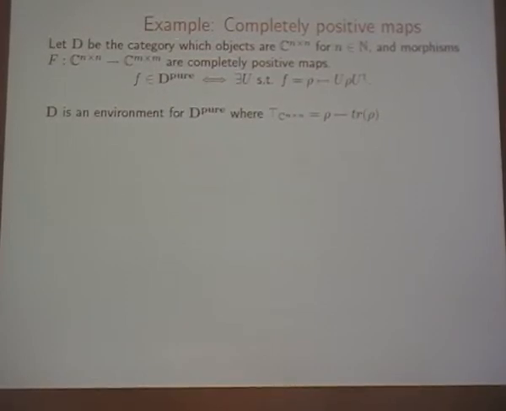So this is the environment category, and the subcategory here, the pure part, is composed of the morphisms which are such that the Kraus decomposition of the completely positive map is composed of just one element. In other words, they are the completely positive maps which are not producing classical outcomes, or the completely positive maps representing the evolution of a closed system. So this is the pure part of this environment category.